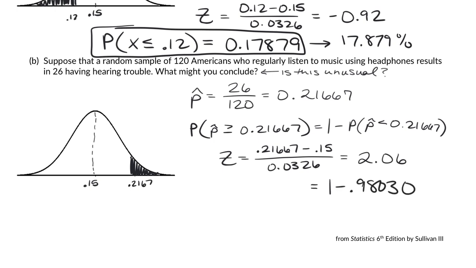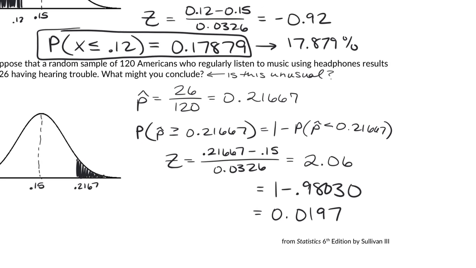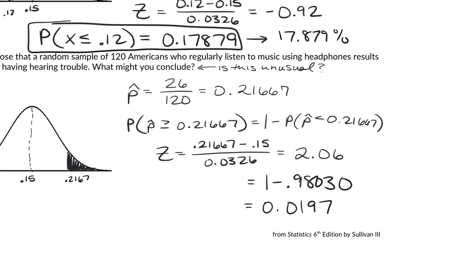So I'm doing 1 minus that number, 0.98030, which would be 0.0197. What I found doing the 1 minus is if it's positive, go to the negative side and you find it. It's the same.